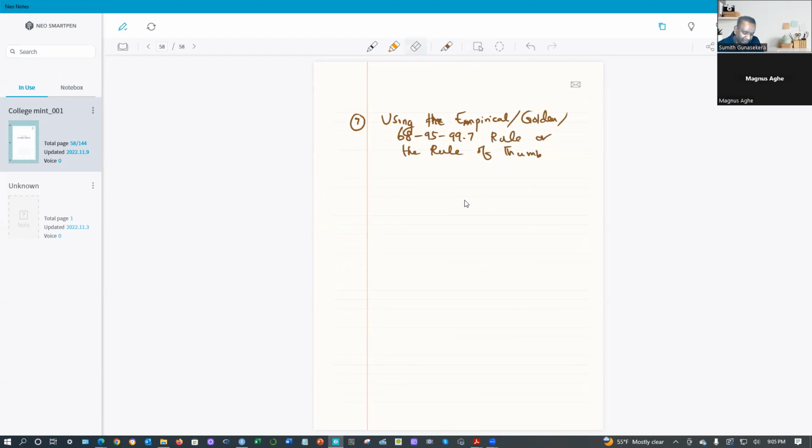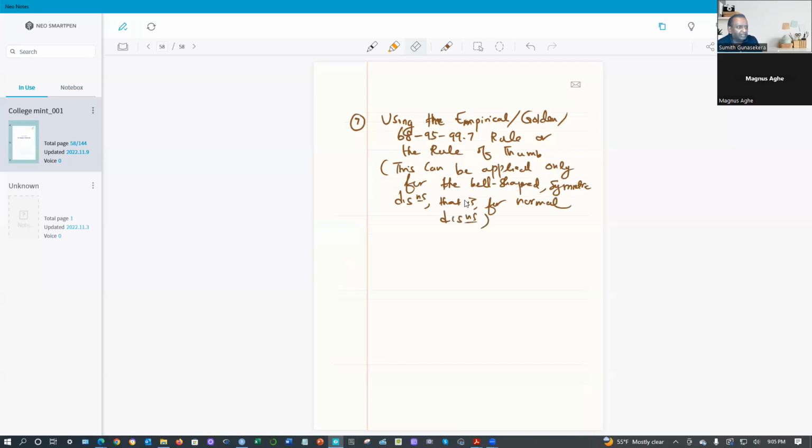Okay. What it says is that this can be applied only for bell-shaped, symmetric distributions. That is, for normal distributions.